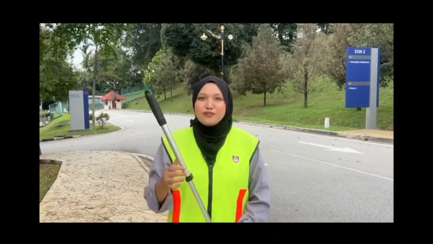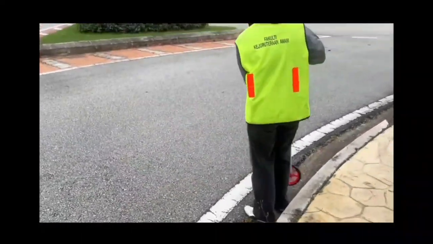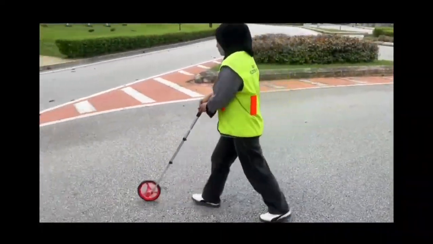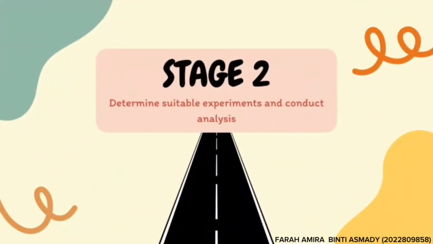To measure the dimension and diameter of the roundabout, we use a roller meter, and this is how to use the roller meter to measure road dimension. So next is stage 2. Basically, for stage 2, the task is to determine suitable experiments and conduct the analysis.